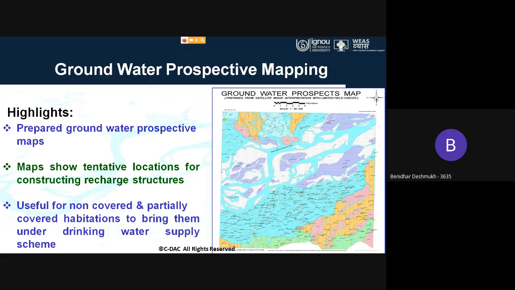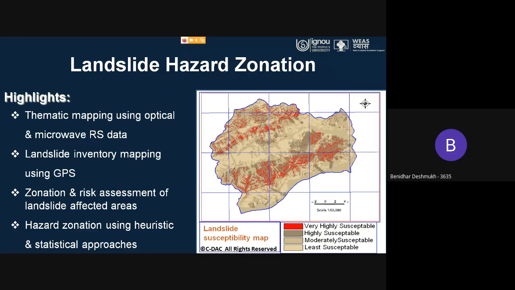This is another example where landform is not exactly the subject, but landform is one of the inputs for arriving at it. This comes under hazards, natural hazards, and many thematic maps were again prepared for this. Again, this is an output I am showing from the CDAC work.